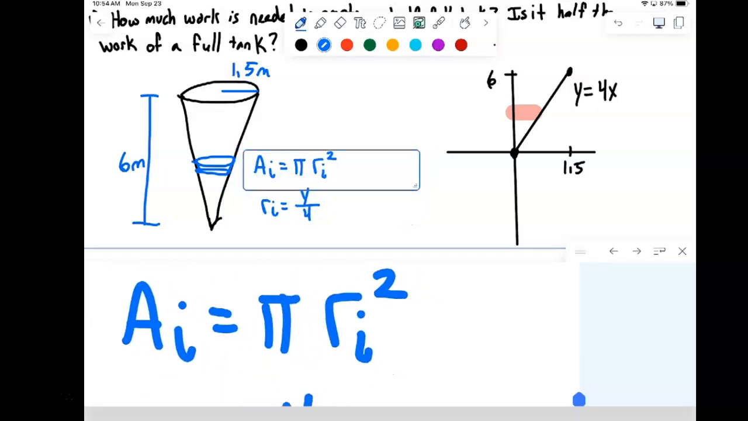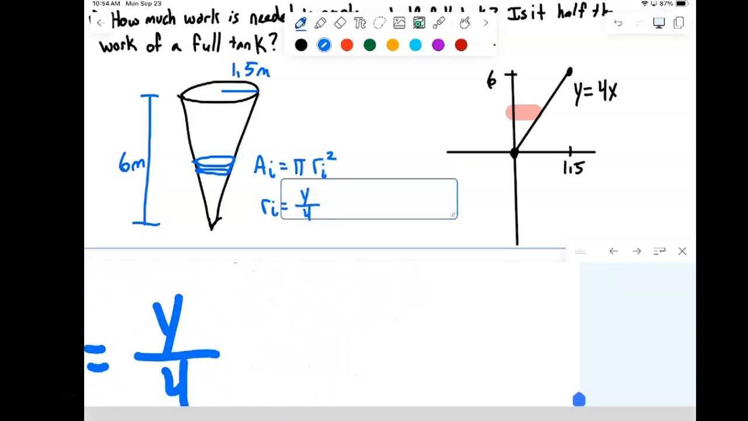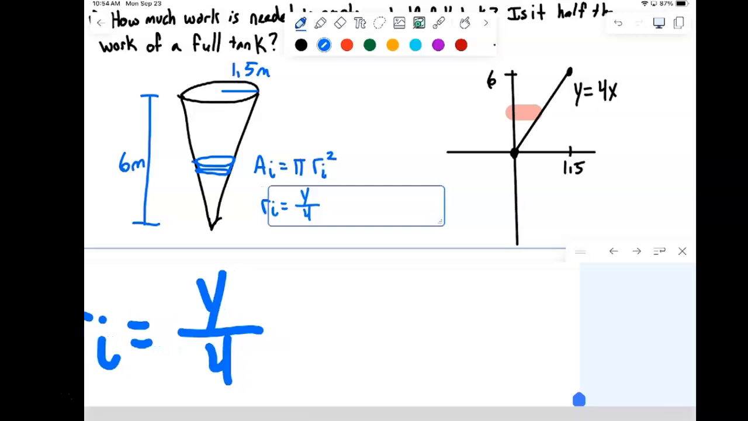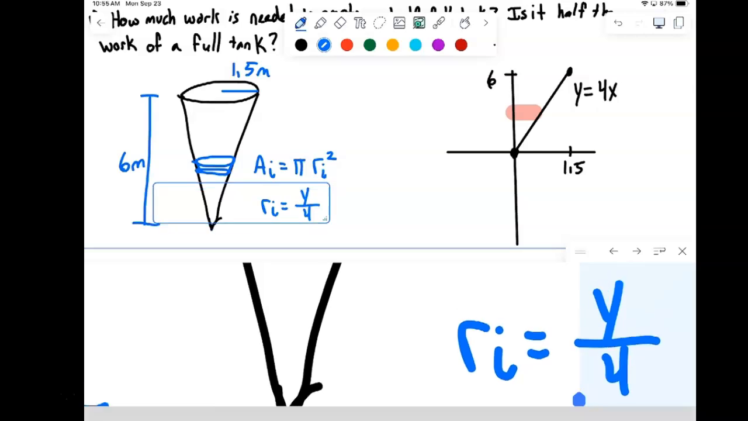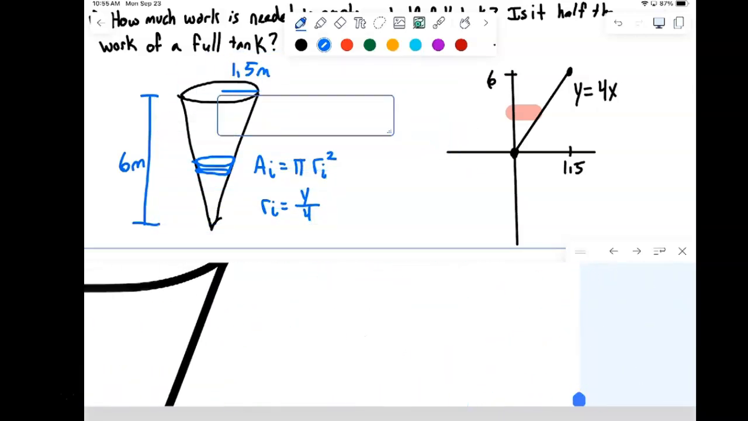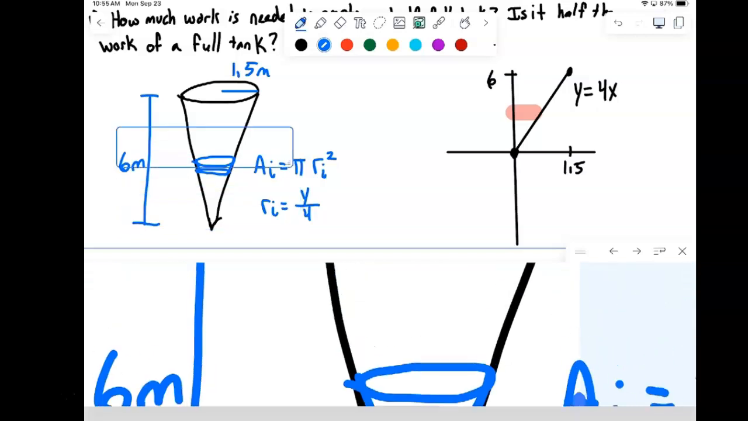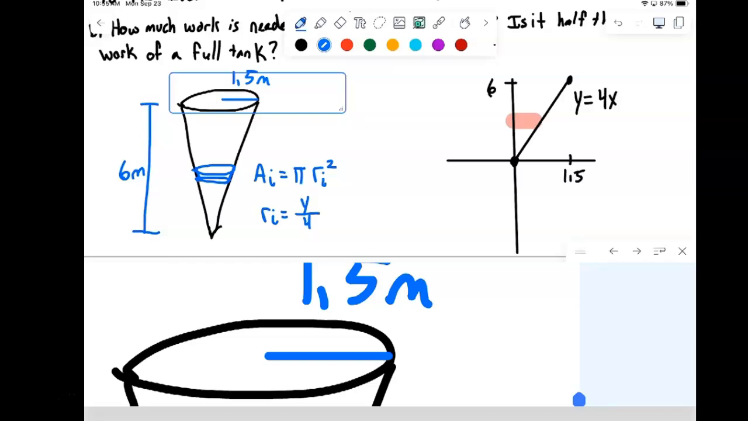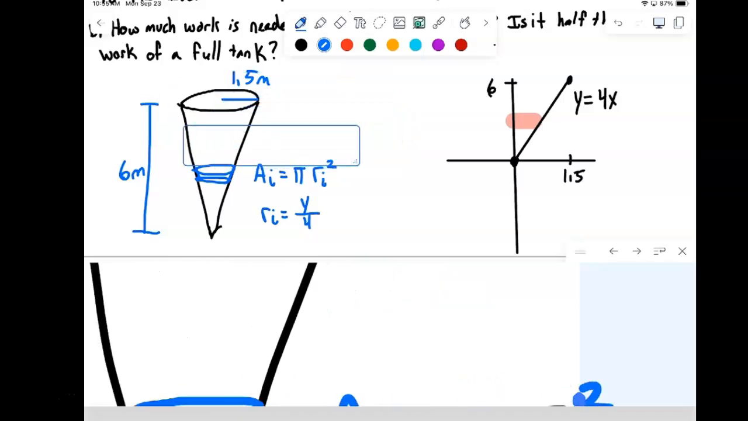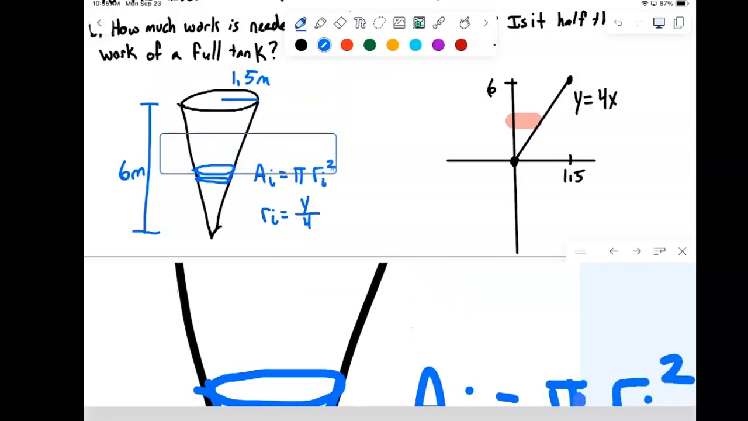So with that in mind now, we know what A sub i is. A sub i is just pi times y over 4 quantity squared. And then we're going to lift the fluid completely out of the tank. So that's going from 0 to 6. And the height that we're lifting it is going to be 6 meters. That's where we have to lift everything, minus where it's currently at.